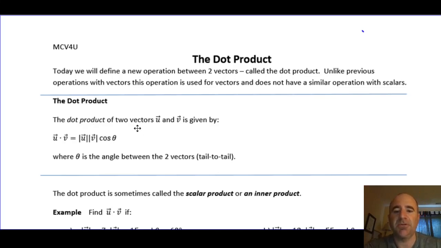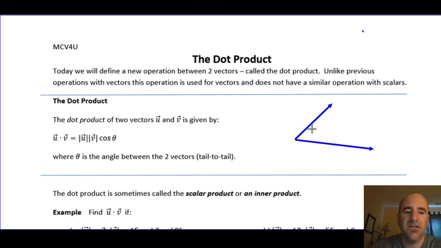So the dot product between two vectors u and v, u dotted with v, and we do use the dot for this symbol, is equal to the magnitude of u times the magnitude of v times the cosine of theta. Of course, theta is the angle between the two vectors when they're placed tail to tail. So you can imagine that and that. You've got your angle theta, and there's your definition of the dot product.